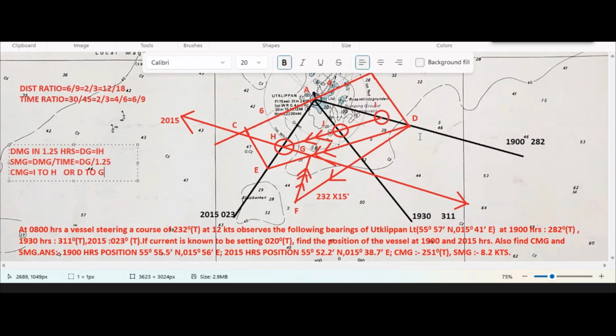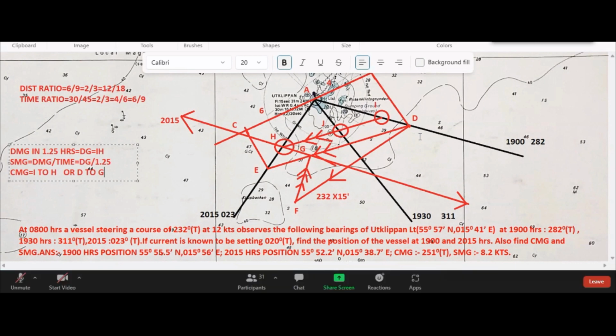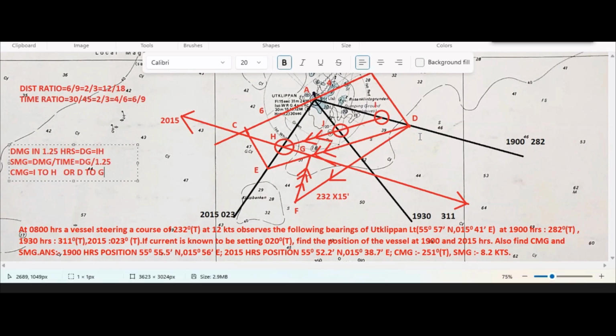सर, ये G के बाद दोबारा बता दो, वो पॉइंट G आया उसके बाद. G के बाद transfer the first PL. First PL, what is the PL position line? 1900 hours to 82. That black line, draw parallel through G. And that means we are transferring 1900 position line to 2015. And put a double arrow.